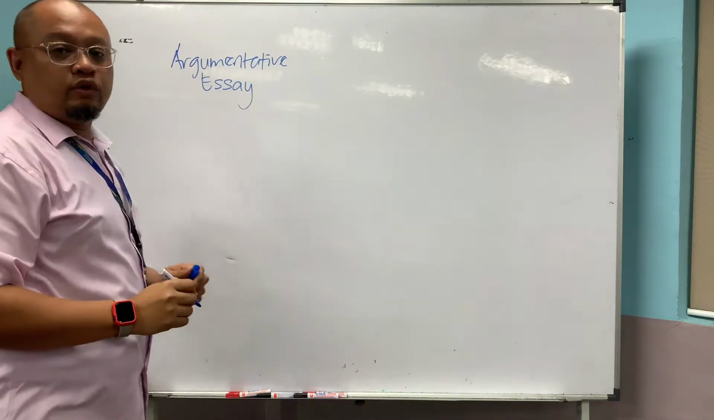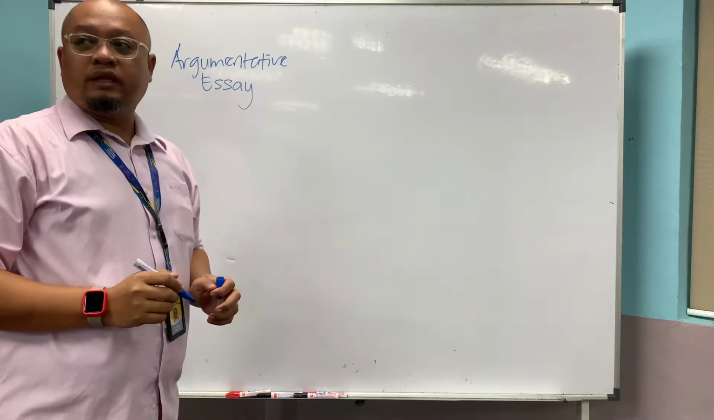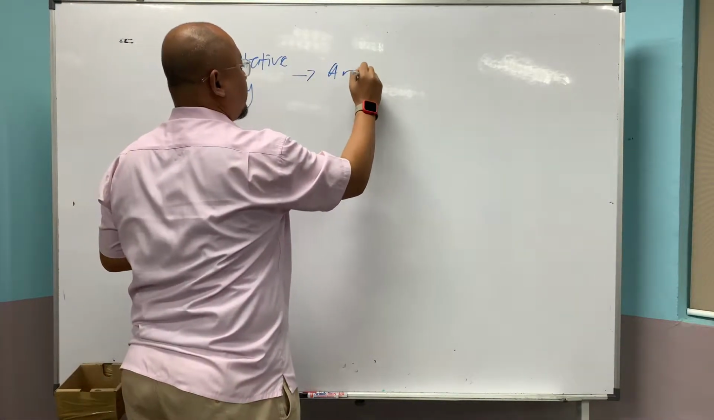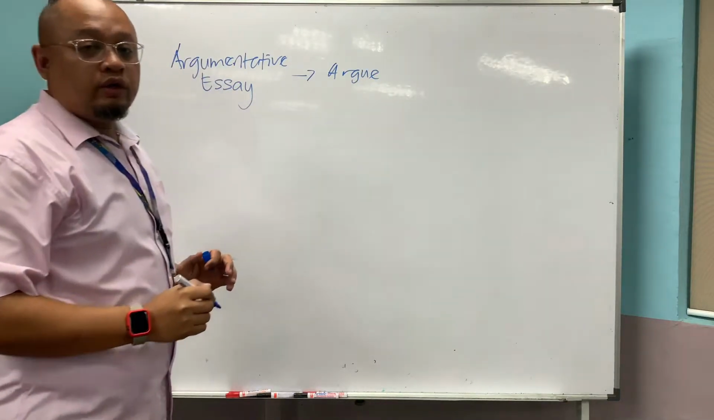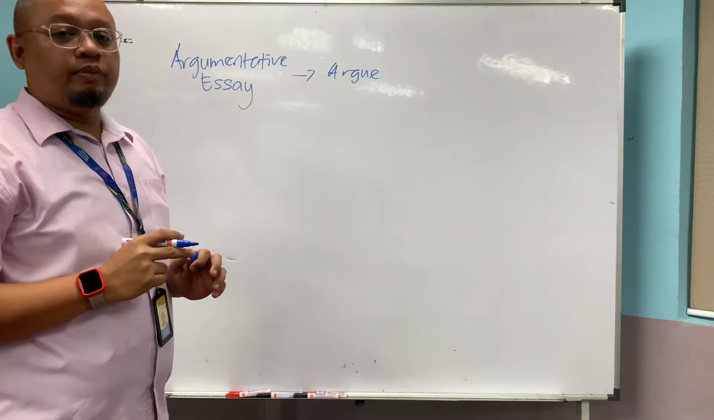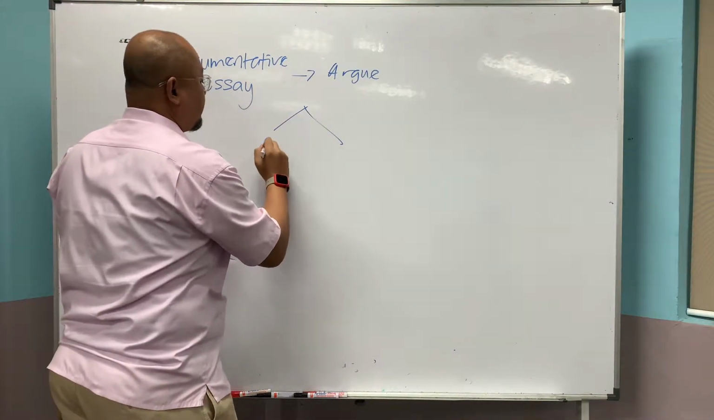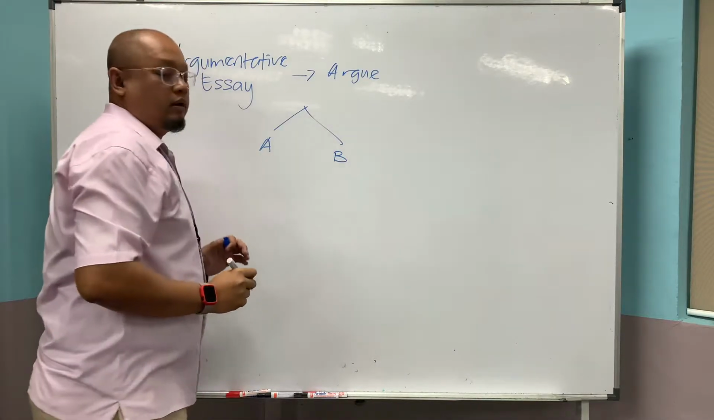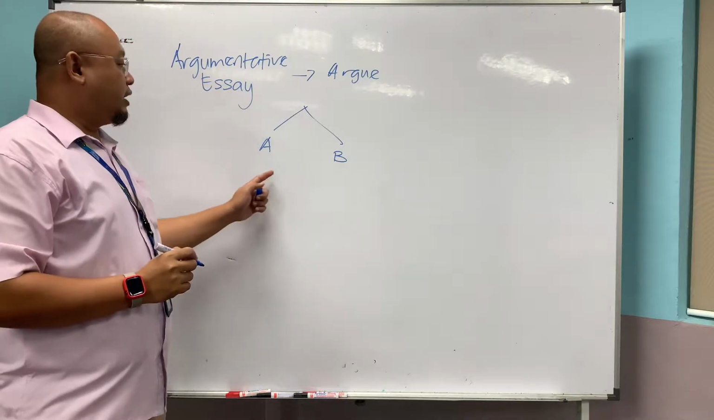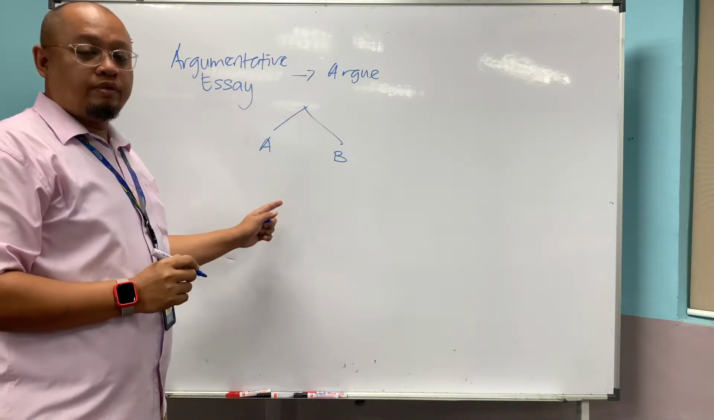So what do you need to know about argumentative essay? The root word for argumentative essay is actually to argue. When you are going to argue, you're going to have two different opinions. So let's say you have A and B, right? You have two different opinions or options here, A and B, and you are going to choose which one is the best option.